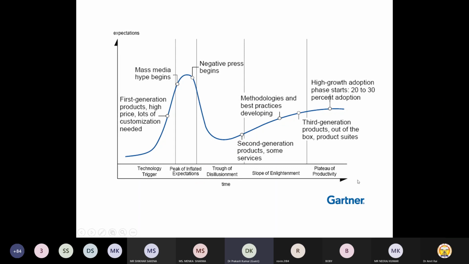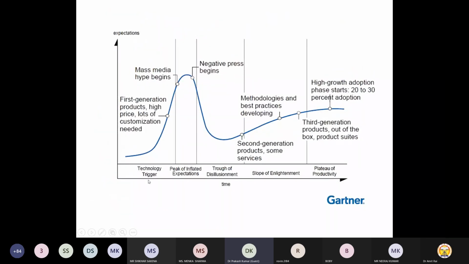Let us look at Gartner. We would have heard the name. Gartner is a research and consultancy organization of the USA. For every product, every technology, every trend, it publishes a cycle every year. Any technology, when it is developed, follows this trend. That is for sure. Management people need to understand this very clearly.